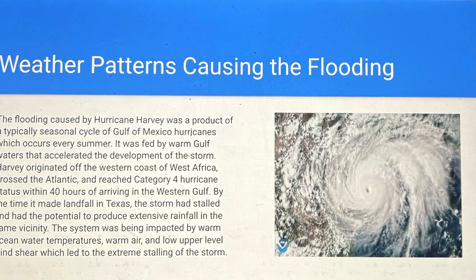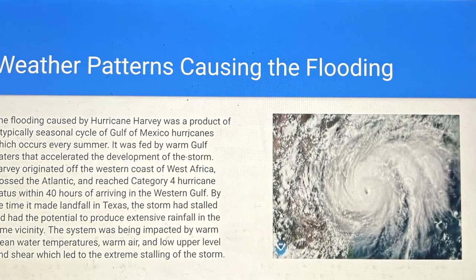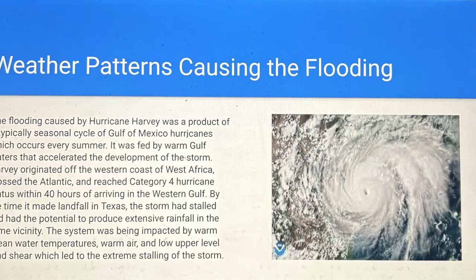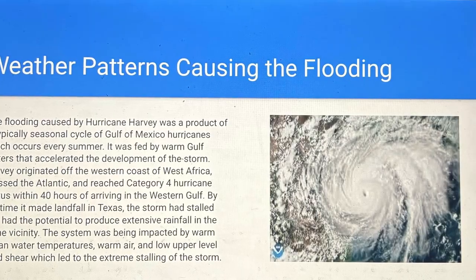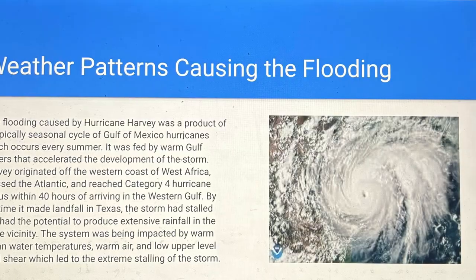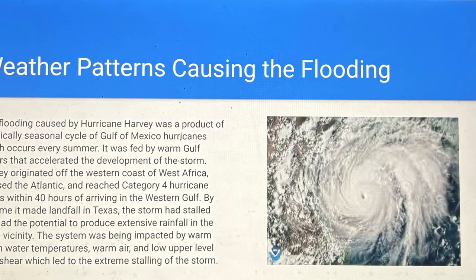By the time it actually made landfall in Texas, the storm had stalled and had the potential to produce extensive rainfall in the same vicinity. The system was being impacted by warm ocean water temperatures, warm air, and low upper-level wind shear, which led to the extreme stalling of the storm.